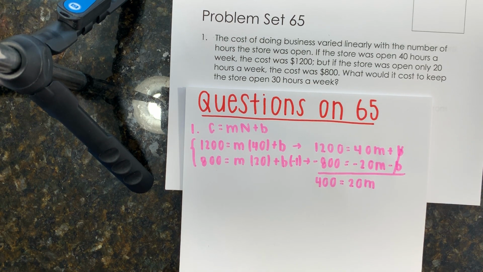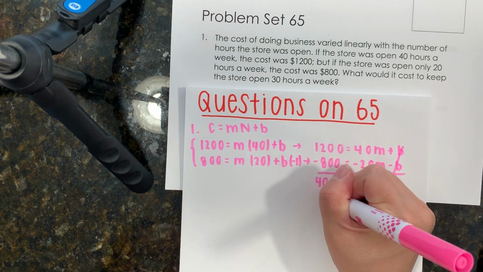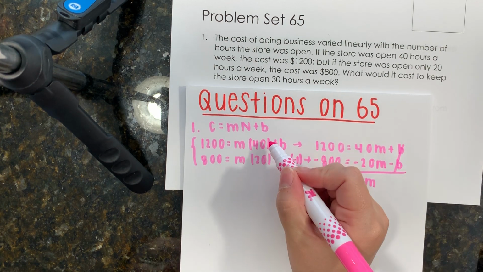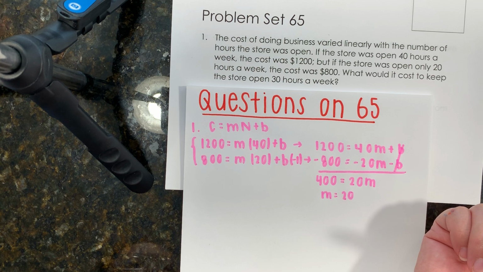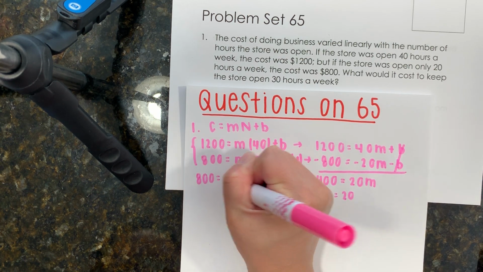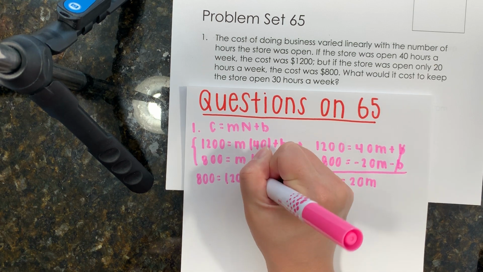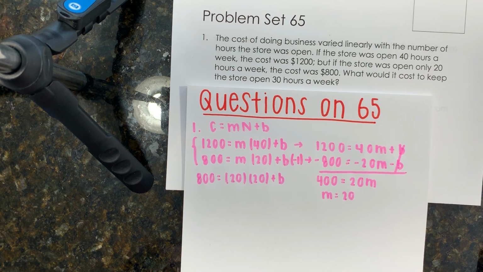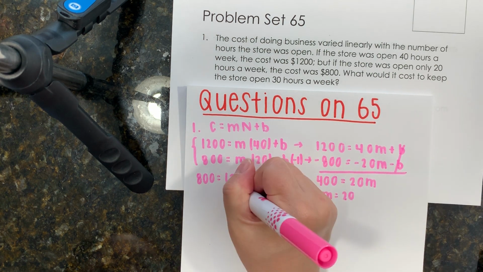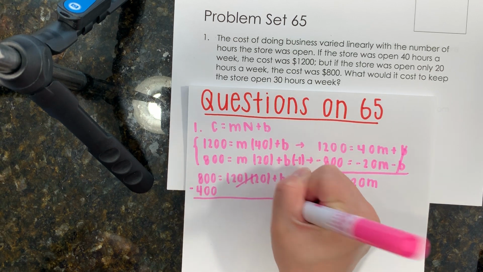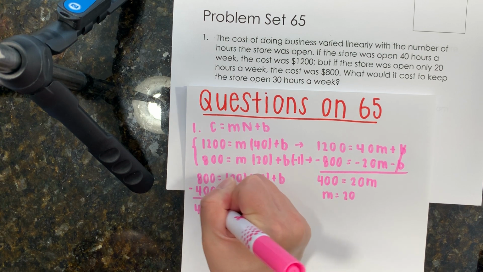Now, when I divide 400 by 20, I get m is equal to 20, but I have to still solve for b. So I'm going to take that 20 and plug it into the top or the bottom equation. I'm going to plug it into the bottom. So 800 equals 20 times 20 plus b. Well, 20 times 20 would be 400. So when I bring it to the other side, I'm going to subtract 400, and I'm going to get b is equal to 400.